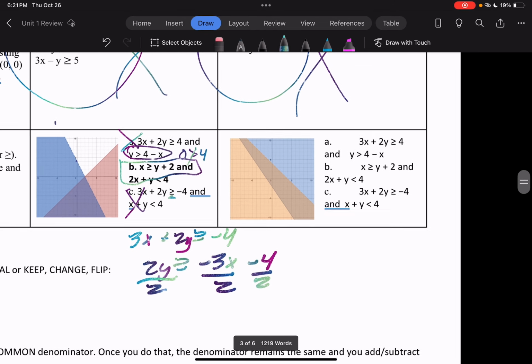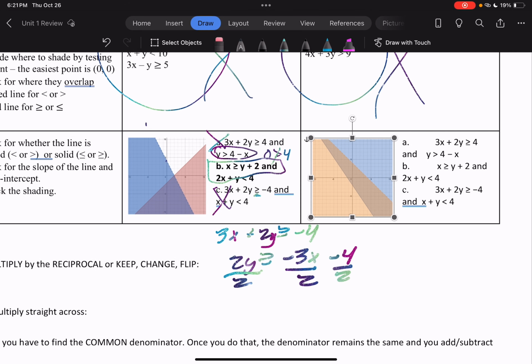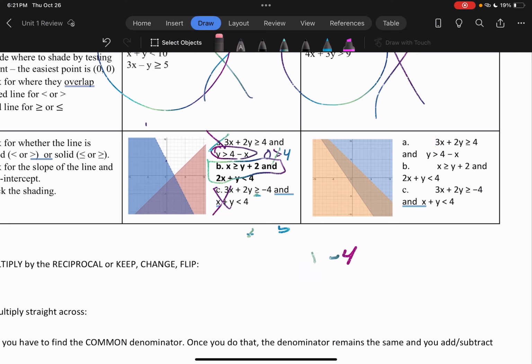Let's take a look at this one over here. All right, so if I'm looking at this one here, I need to figure out which graph is best represented. And I have two lines, one's dotted and one's solid again. So let's look at this dotted line here is starting again at 4, and it is a dotted line, so that would be our less than or greater than 1, all right? It looks like the orange area is the part that matches that inequality.